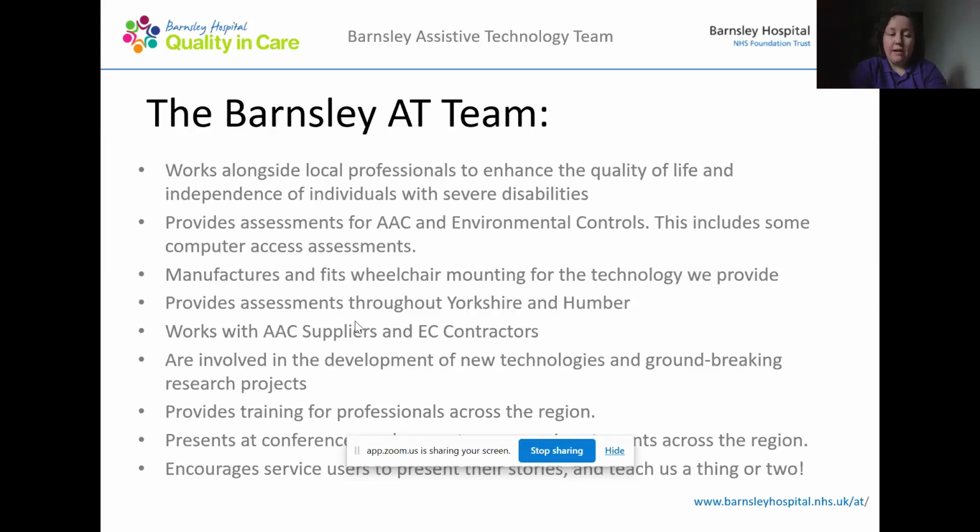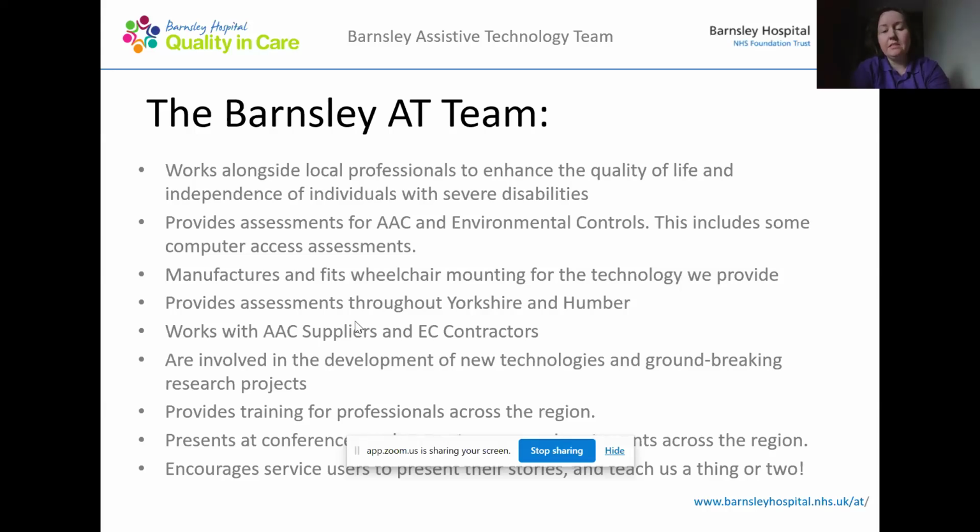We provide assessments throughout the Yorkshire and Humber region. So the region that you work in is one that we cover. And we work with suppliers and contractors as well as part of our service. And we're involved in the development of new technologies and research projects all the time.